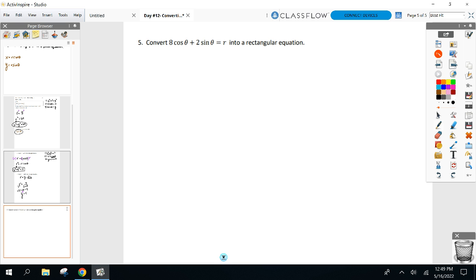Type it in. Here you go. Type it in your polar. Let's see what you got. Just do it. Let's see what the graph should look like.